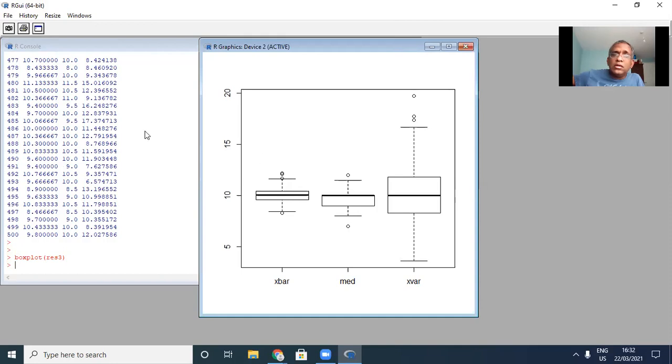Okay, thank you, guys. All right, as you can see, there are three box plots. The first box plot is for the sample mean, the second is for the sample median, and the third is for the sample variance. As you can see, the one that has the smallest variability is the sample mean. The one that has the largest variability is the sample variance, and so on.